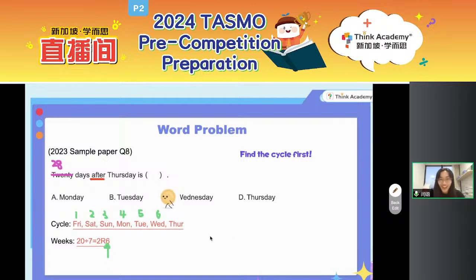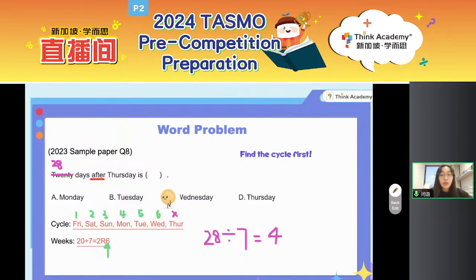Okay, good job. So then you will see that for the division part, that is 28 divided by 7, and that is 4. Okay, any remainder? No. So if there's no remainder, what should we do? You just look at the last day. So that is a Thursday again.